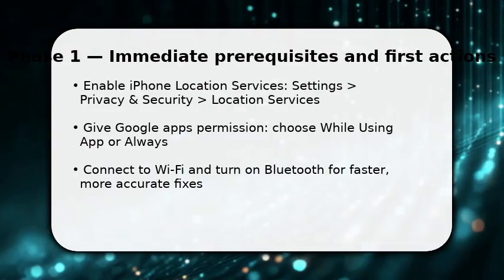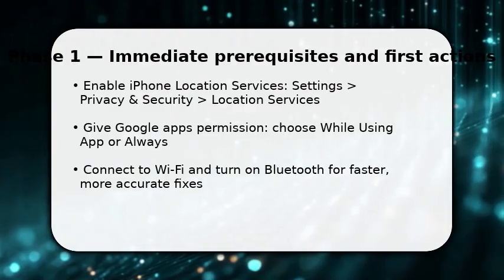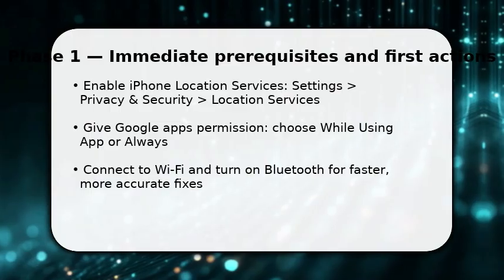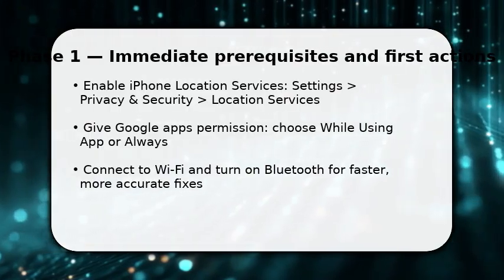You start by turning on the core sensors. Enable location services in Settings, Privacy and Security. Next, open Settings for the Google app and pick while using App or Always so Google can access GPS.